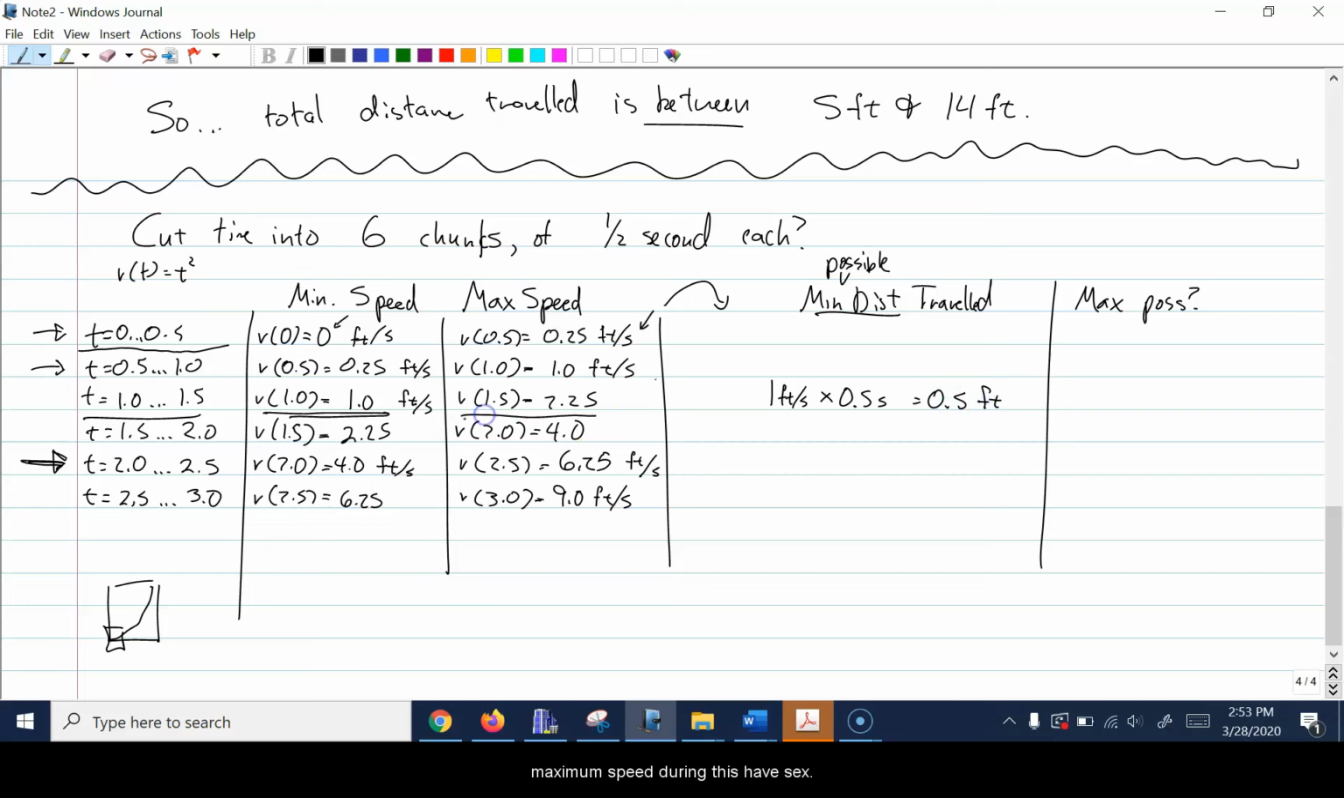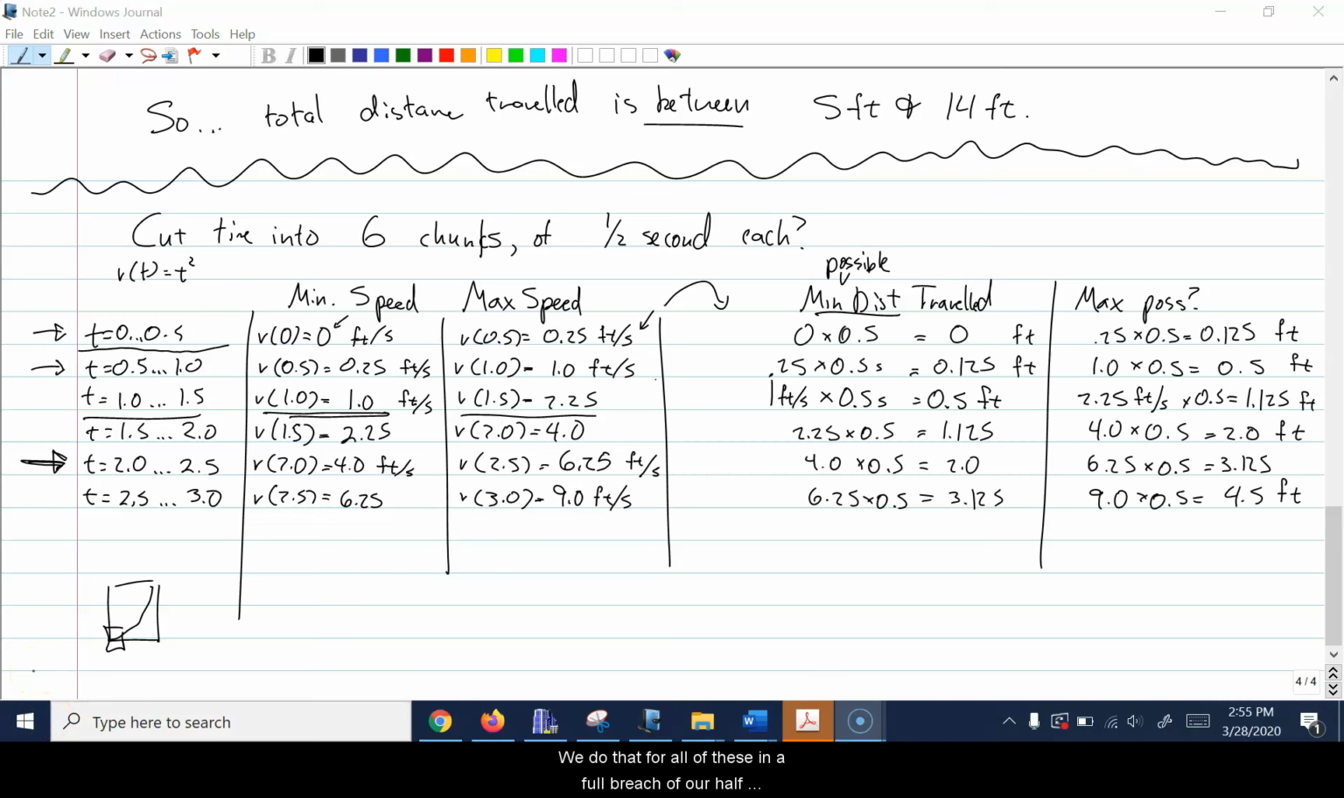What's the maximum we could have gone? Well, our maximum speed during this half second was 2.25 feet per second. If we were going that fastest speed for the entire half second, we would multiply that by 1/2 a second and get 1.125.